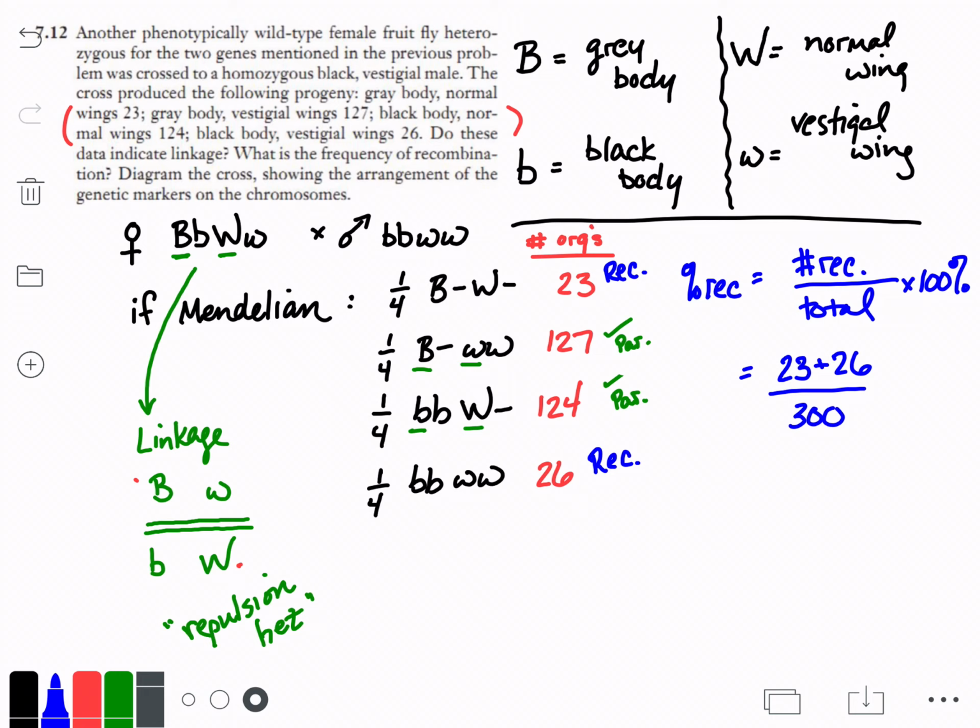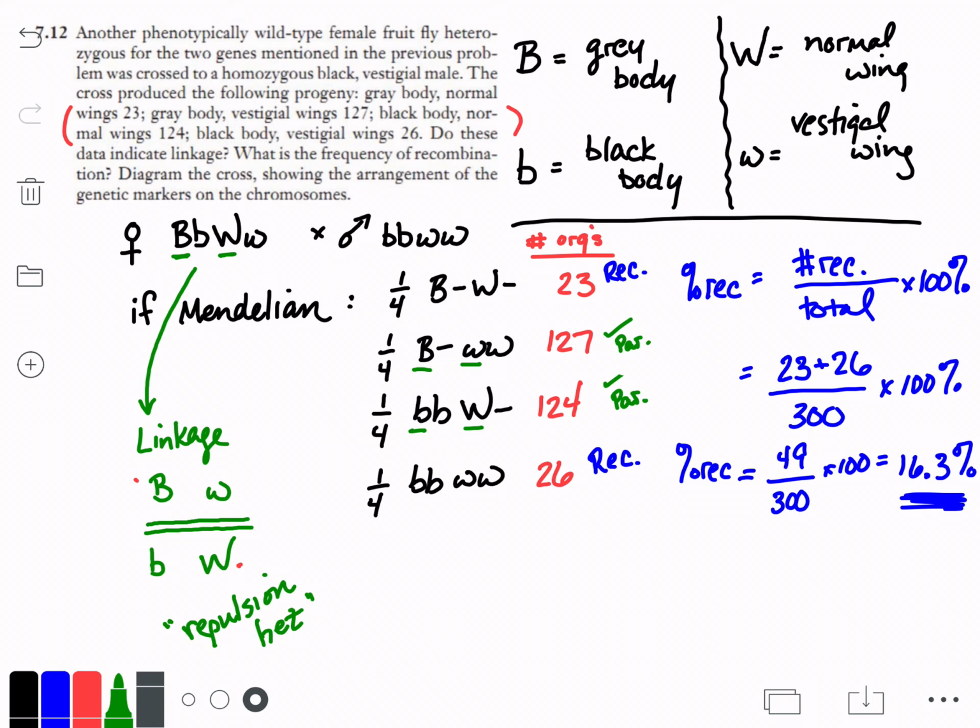So then we go ahead and we do our math. Percent recombination is 23 plus 26, 49 out of 300. And that amounts to 16.3% recombination. Percent recombination is also for us the unit of map distance called a centimorgan. And that was named in honor of Thomas Hunt Morgan, who did a lot of the pioneering work with fruit flies.